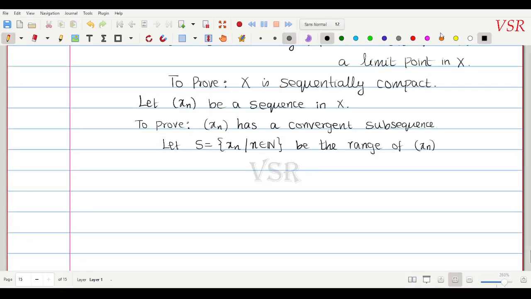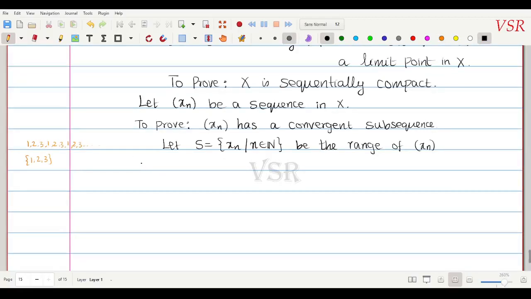What is the range? For example, suppose I have the sequence 1 2 3 1 2 3 going on like this. This is a sequence, but the range is 1 2 3. So in the range you are not allowing any repetition. Let capital S be the range of the sequence xn.